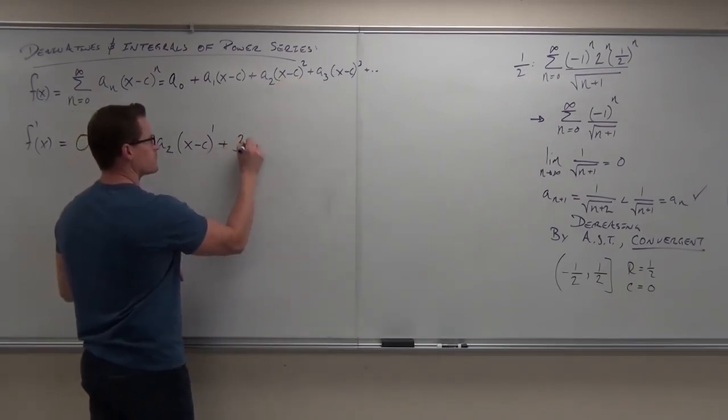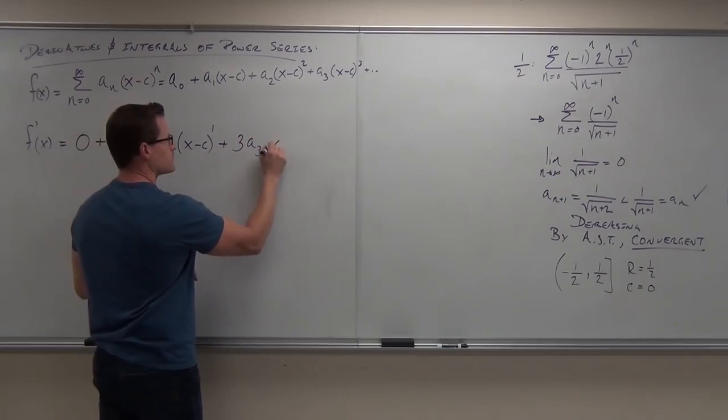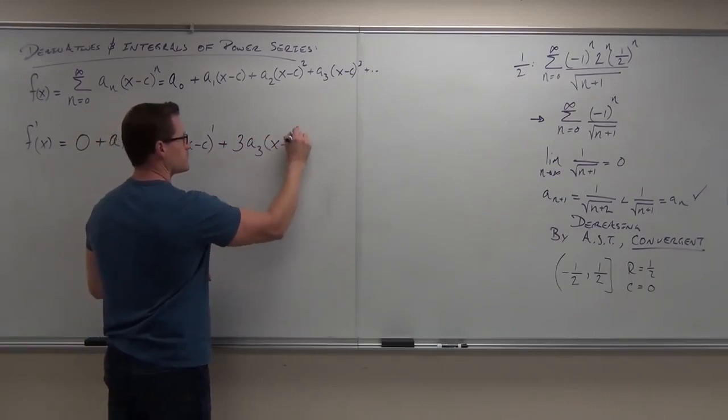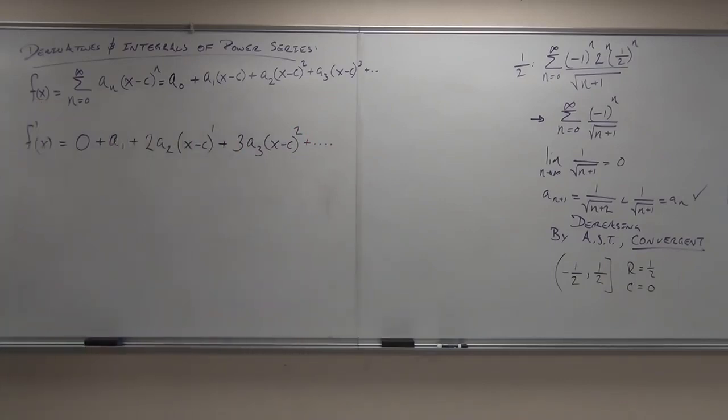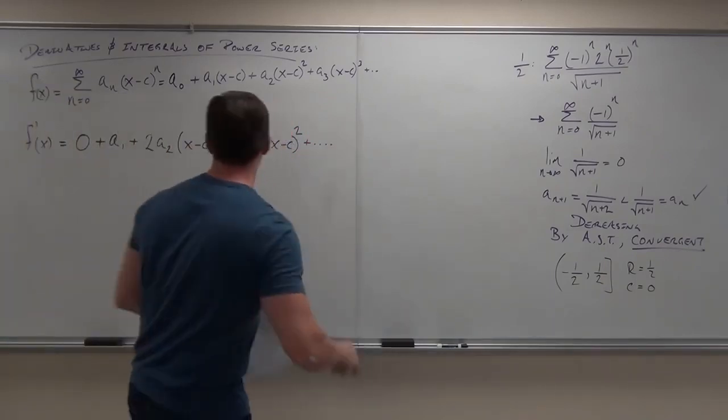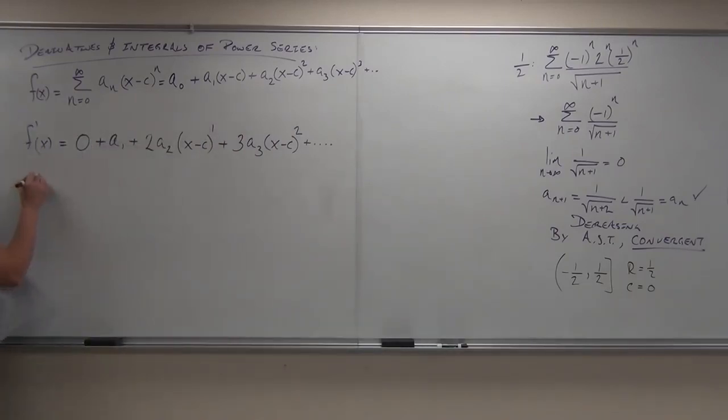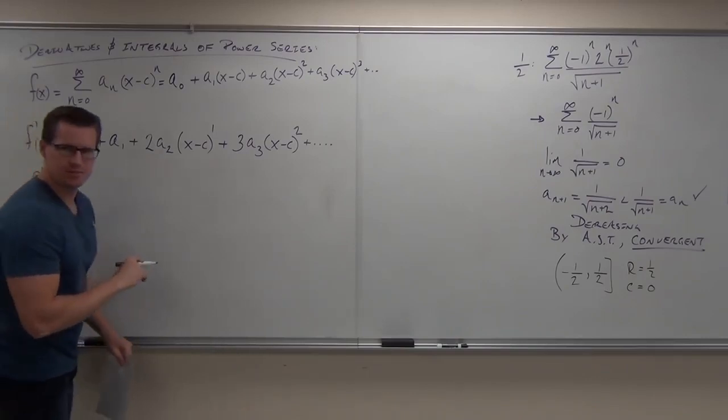3 a sub 3, x minus c squared, and so on, and so on, forever and ever. But look at what this is, so cool the way this actually works. Check out what happens. So f prime of x really just does this.